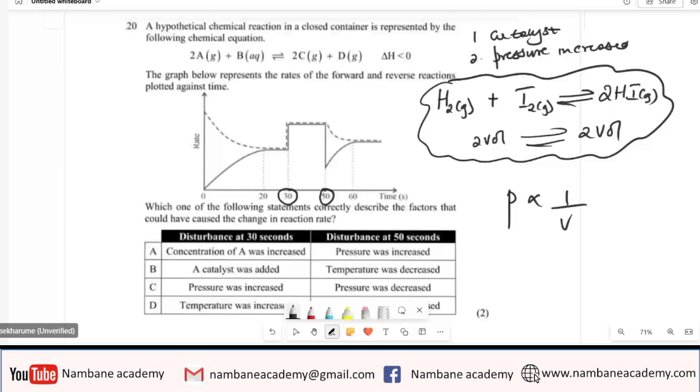But if the reaction is similar to this one, 2 volume and 2 volume, so there are 2 conditions: the catalyst being added and also the pressure was increased. So now let us look at this one. Now the disturbance at 30 seconds. The disturbance at 30 seconds either talks about the catalyst being added, or the pressure. Look at this one, the pressure.